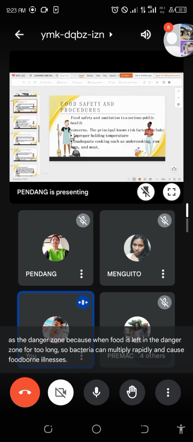Next is inadequate cooking, such as undercooking raw eggs and meat.